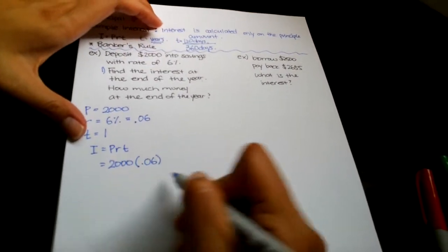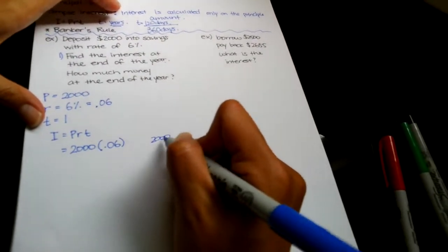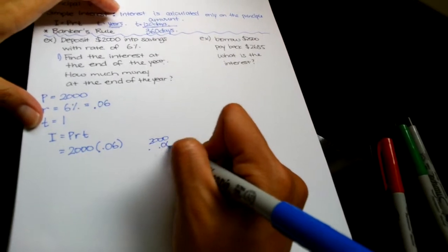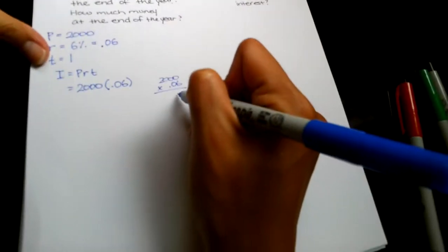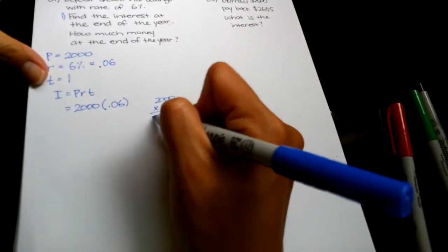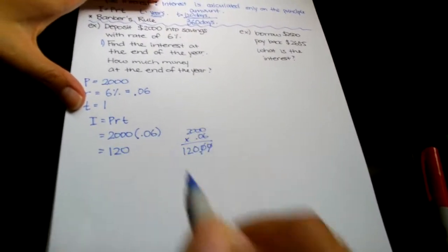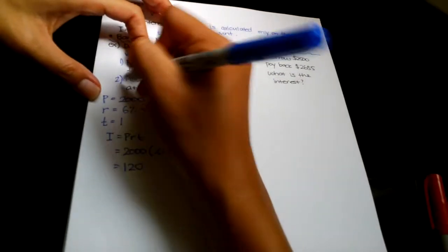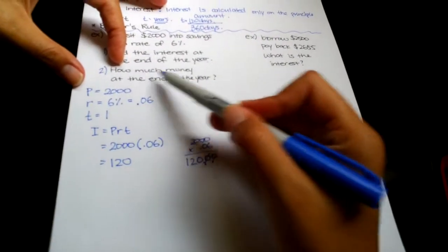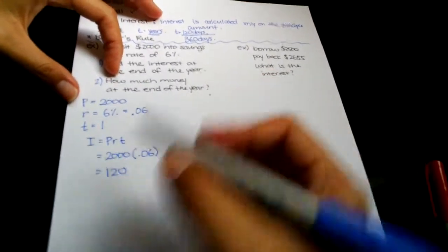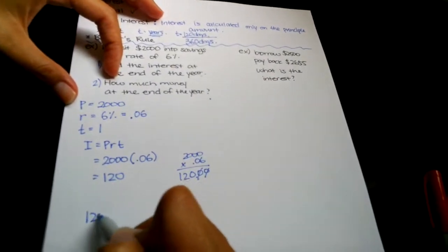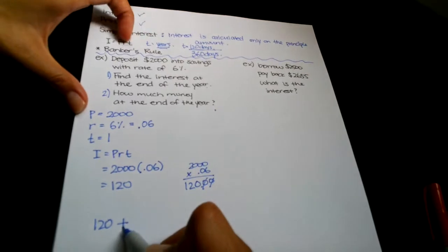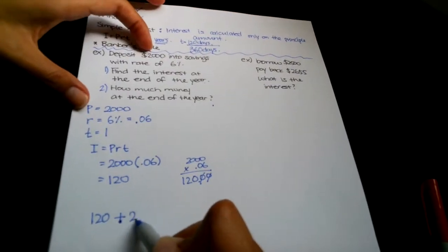So if we do that, let me do it out here, 2,000 times 0.06. So 0, 0, 0, 12, and then, so that'll be $120 in interest. So that's a natural lead to the next question: how much money at the end of the year? So since interest is $120, we simply add that to the principal amount, which was $2,000.